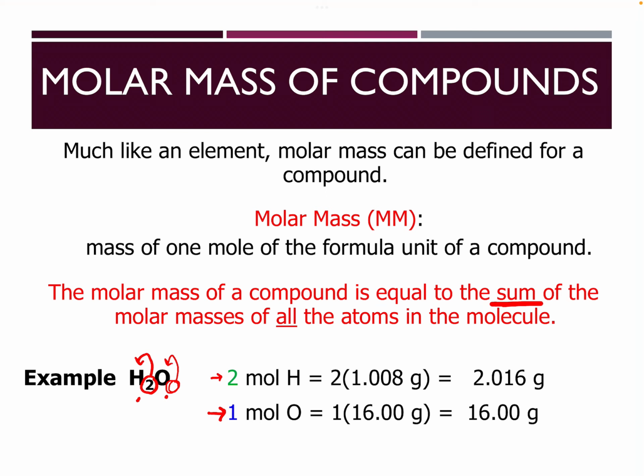So now we're going to take those subscripts, right, the 2 and the 1, and we're going to multiply it by the mass. So on the periodic table, hydrogen is 1.008, so we're going to multiply 2 times 1.008 to give us the mass of 2 hydrogens. And then we'll multiply 1 times 16 because there's 1 oxygen. So that's here. This is the total mass of hydrogen and the total mass of oxygen. If we add those up, then we get the molar mass of water, 18.02 grams.